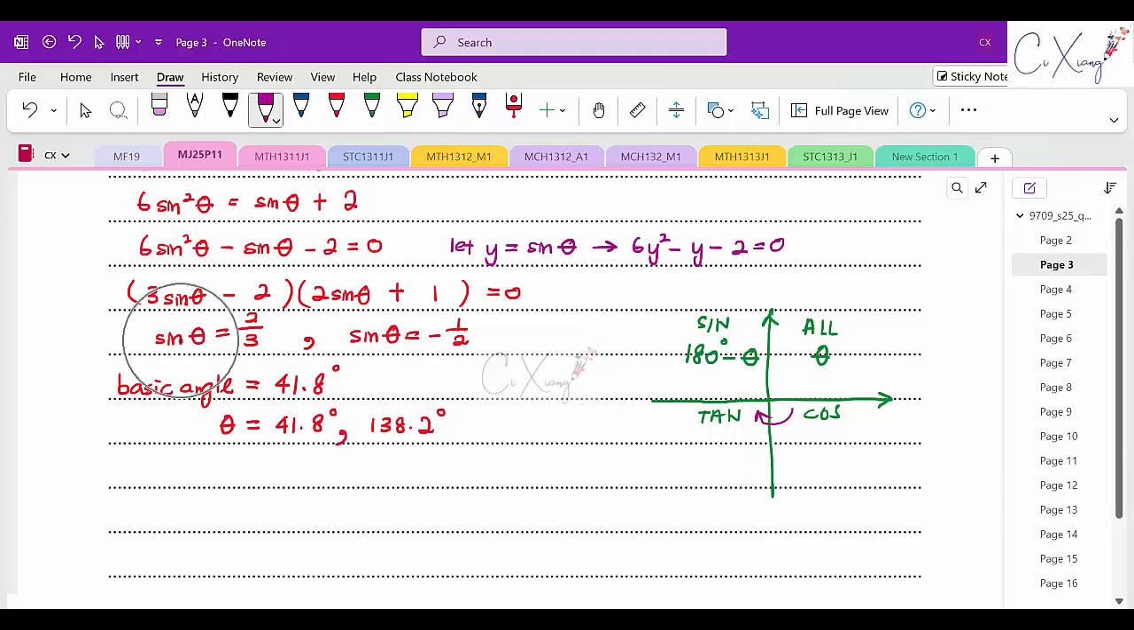So that means for this particular equation, the solution is these two, 41.8 and also 138.2. Alright, so there's no negative angle for this equation. Then let's continue to the sine theta here. Alright, then this is my second equation, sine theta equals negative half.